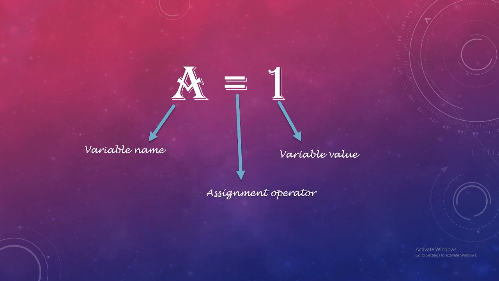This equal to is the assignment operator. This operator assigns the right hand side value to the left hand side operand. That means whenever we call the variable name, we actually don't call the name, but we call the variable value.